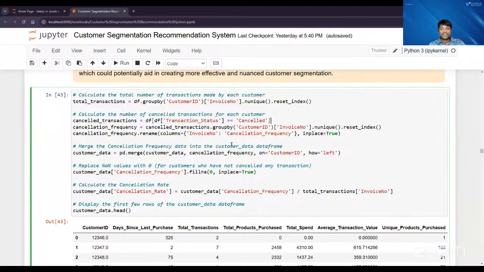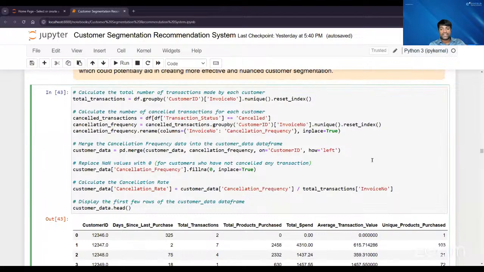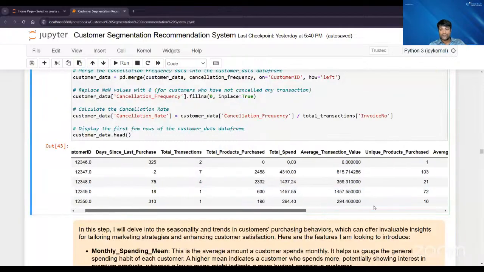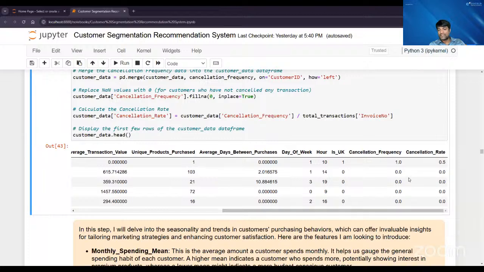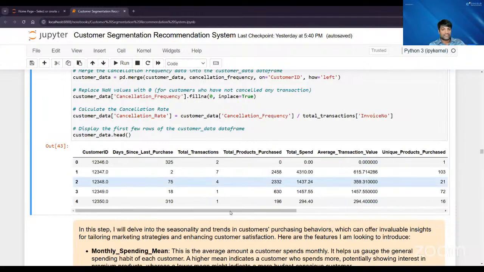In the cancelled frequency, I'm going to capture whatever is cancelled, and then divide the cancelled frequency by the total number of transactions in the invoice. So it will give you the cancellation number, the number of cancellations, and the average. This is the rate at which he is cancelling, and that will be identified per customer.